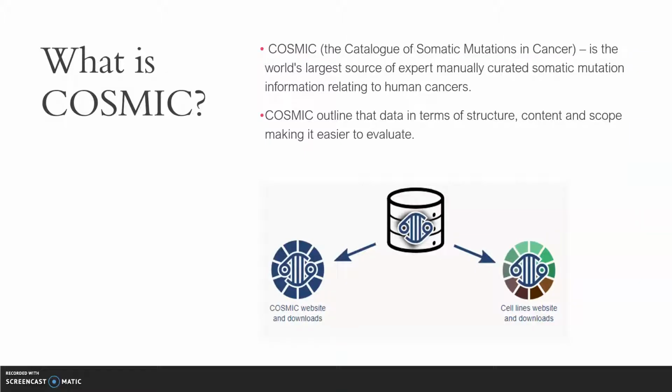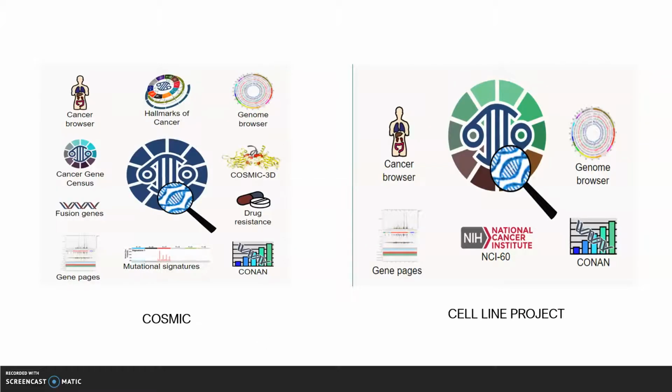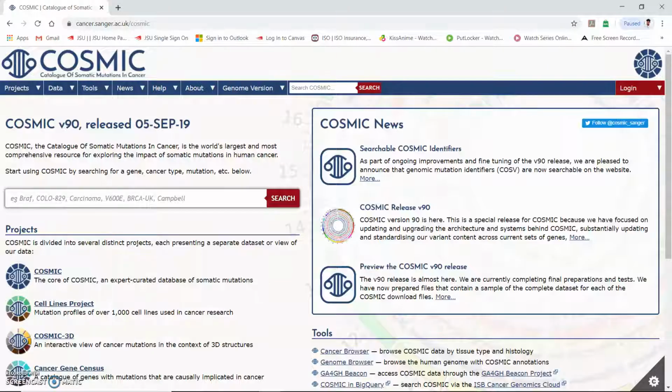COSMIC is the world's largest source of expert manually curated somatic mutation information related to human cancer. It outlines that data in terms of structure, content, and scope, making it easier to evaluate. As you can see, COSMIC consists of two projects, the COSMIC database and the Cell Line project. So let's go to the COSMIC website and see how the data works.